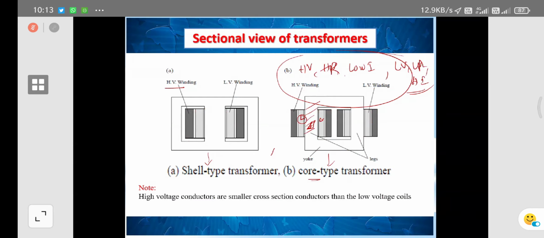Next, in the core type the core is less protected. In the shell type, the core is more protected. These are the differences between core type and shell type transformer.